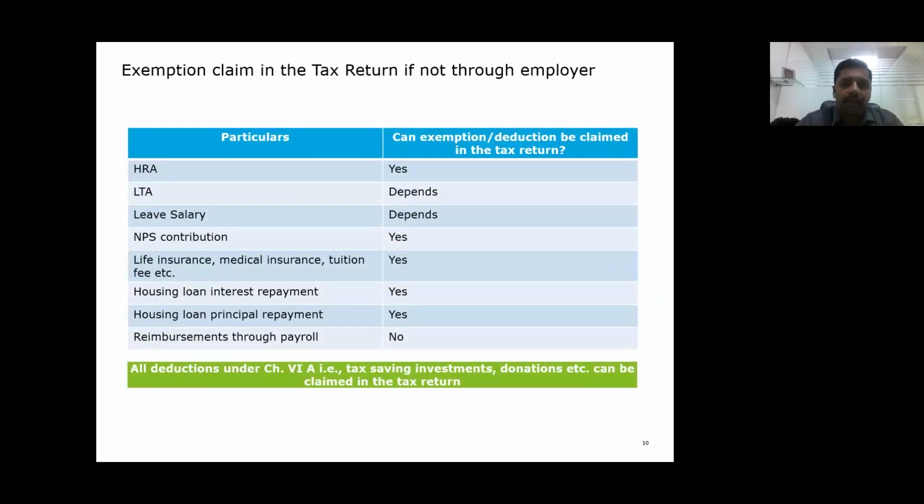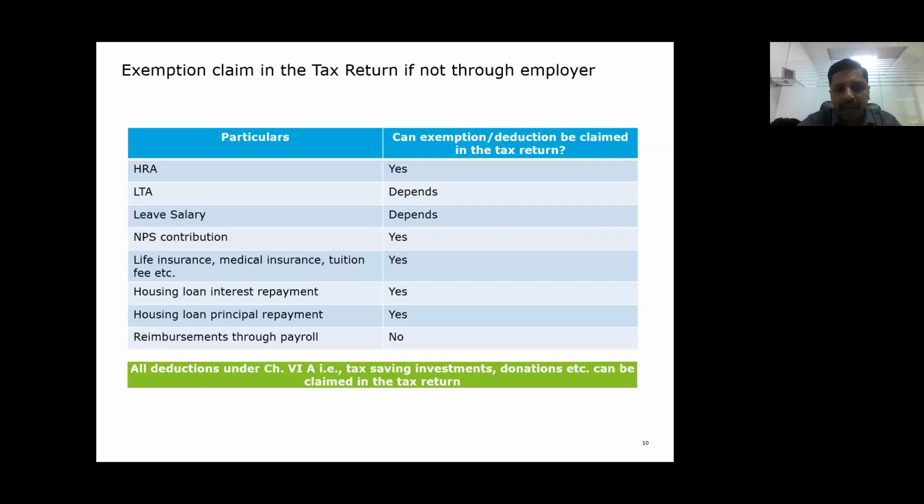Then comes, what benefits of the exemptions can be claimed in the tax return if it is not routed through employer, if it is missed to be routed through employer, through payroll. So HRA we discussed, and yes, it can be very well claimed in the tax return. LTA depends. I mean, of course, there is no hard and fast rule for LTA as well, which says that it has to be routed through employer only. So LTA also can be claimed in the tax return.